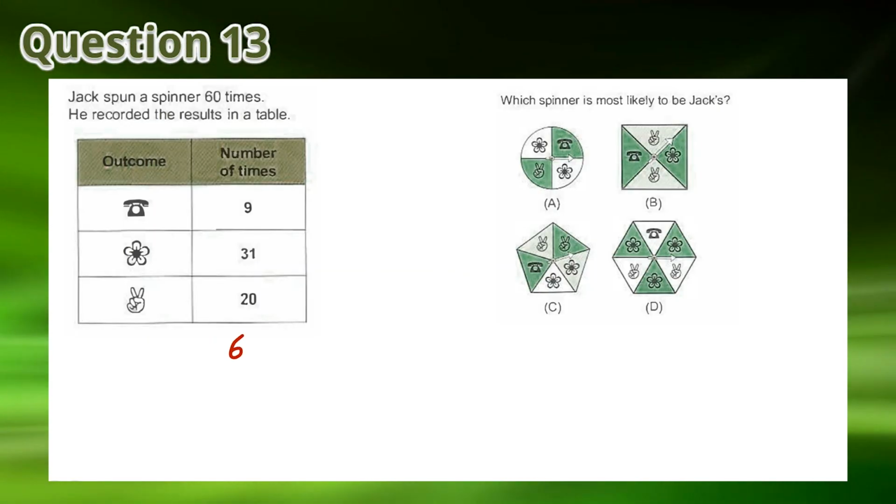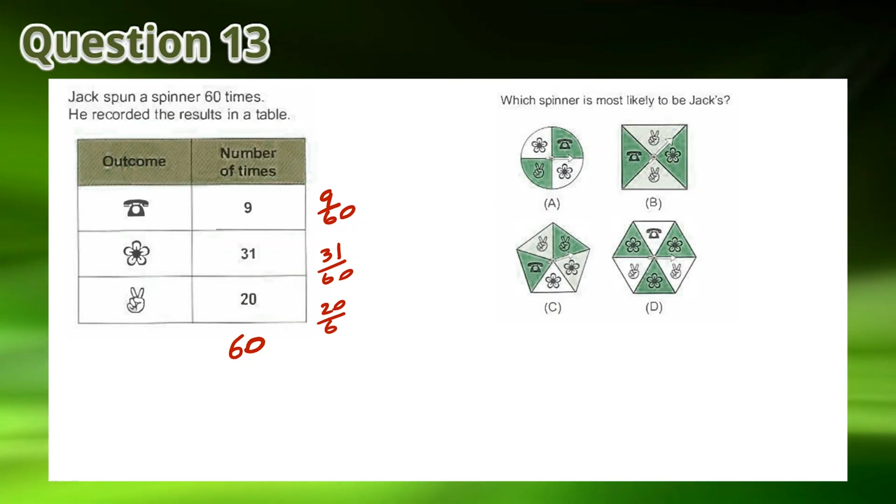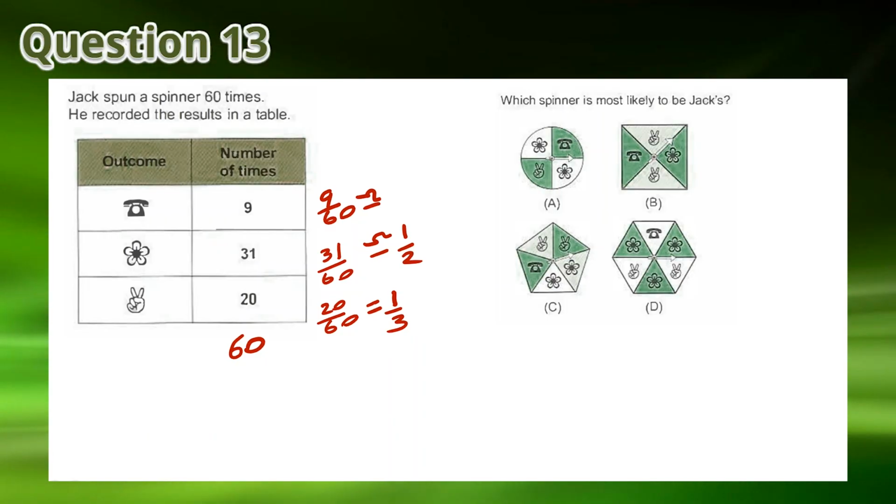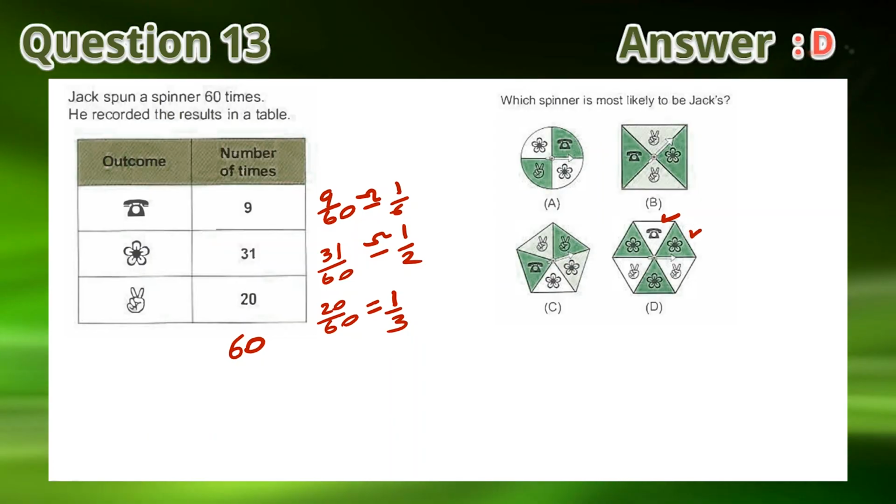Out of the 60 times that Jack spun the spinner, the telephone occurred 9 out of 60 times, the flower occurred 31 out of 60 times, and the hand occurred 20 over 60 times. 20 over 60 can be simplified to 1 out of 3. 31 over 60 is approximately 1 over 2, and 9 over 60 is approximately 1 over 6. Only D matches these features.